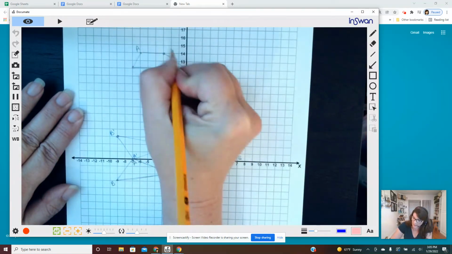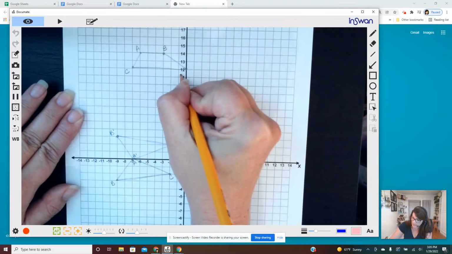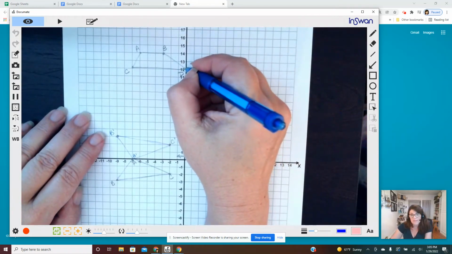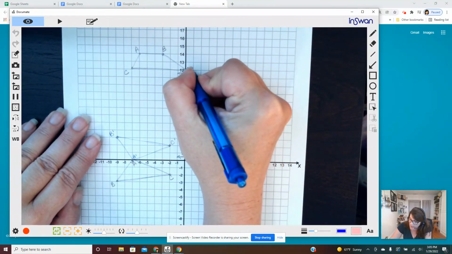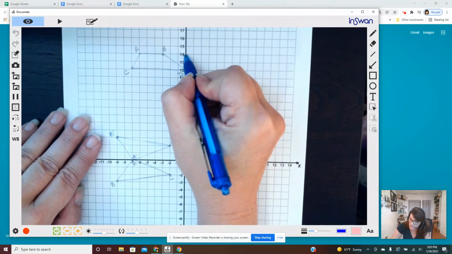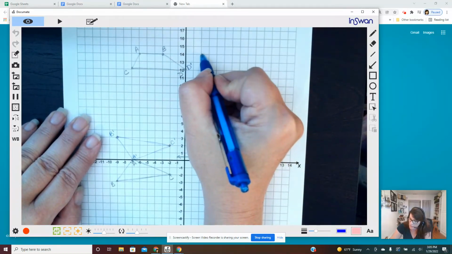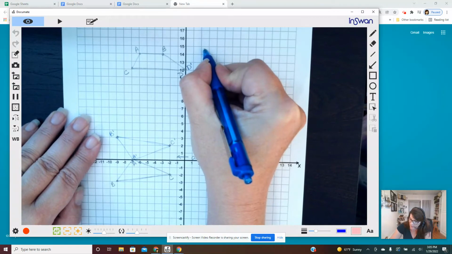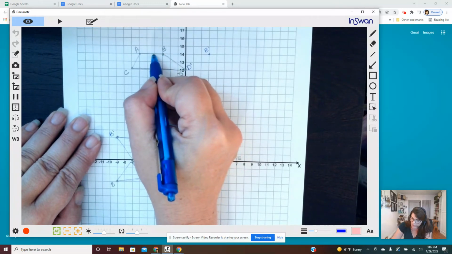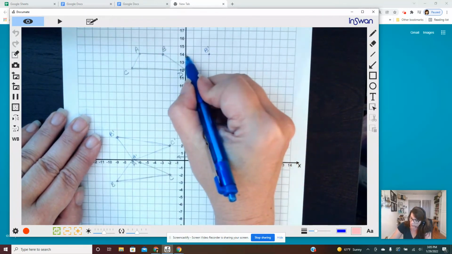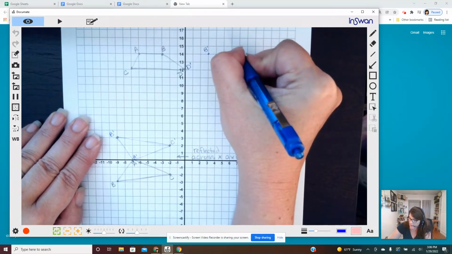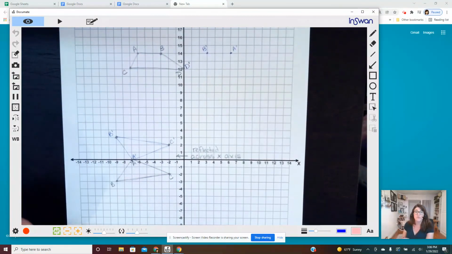So again, A, B, C, D. And when I reflect, because I'm using this access point that it's already touching, this becomes D prime. B is 1, 2, 3 spaces. So that becomes B prime. A is 1, 2, 3, 4, 5, 6 spaces. That becomes A prime. And now you're seeing why graph paper is so helpful here.